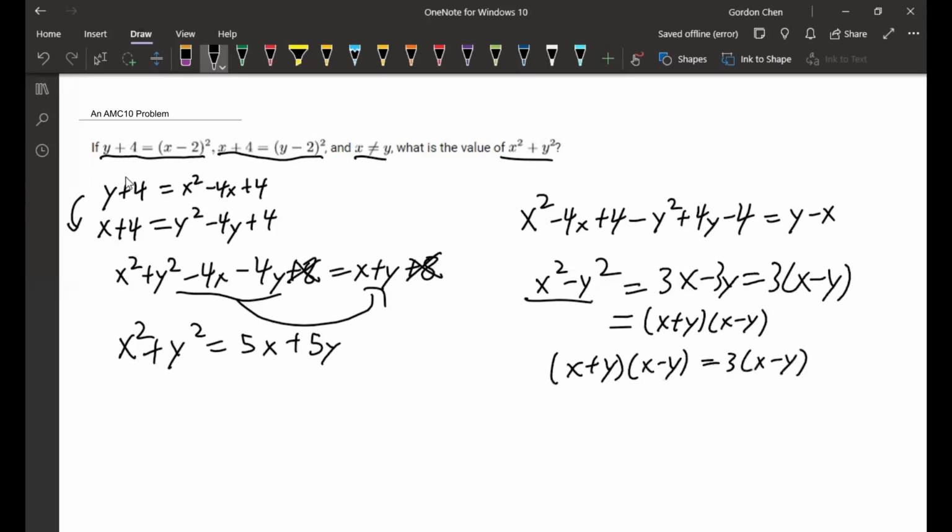And we are given that x is not equal to y, which is up here in the statement. And so we divide both sides by x minus y because that's guaranteed to not be 0. And so we have x plus y equals 3. And then we'll substitute that in here. And so we have x squared plus y squared equals 5 times 3, which is 15.